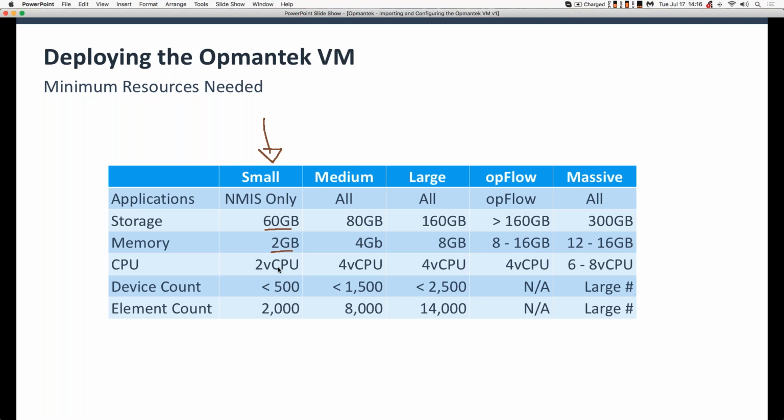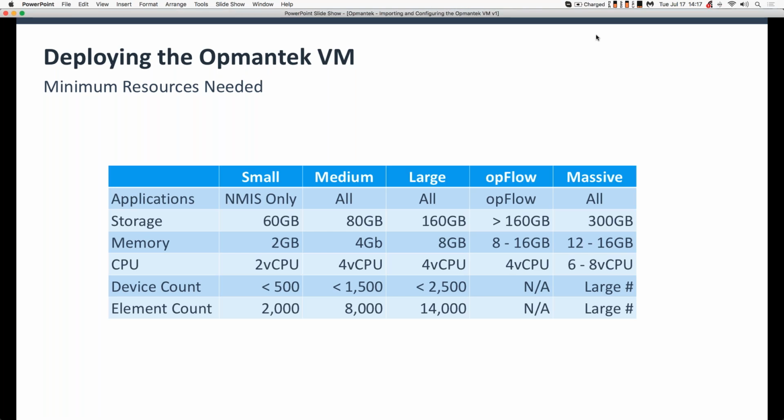It does come sized with 2 gigabytes of RAM, 2 virtual CPU. That will support that little VM with 2 gigabytes of memory and 2 virtual CPU. It'll support up to 500 devices or 2,000 elements. Now, what we're calling an element is any combination of device, server, interface, all of those pieces, all of those threads are considered an element.